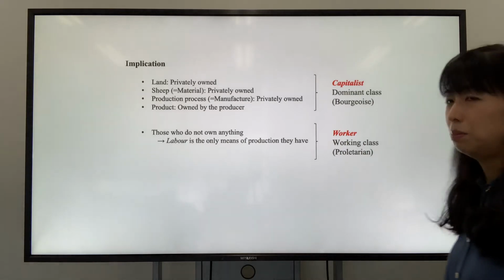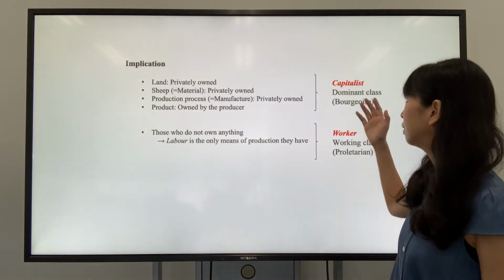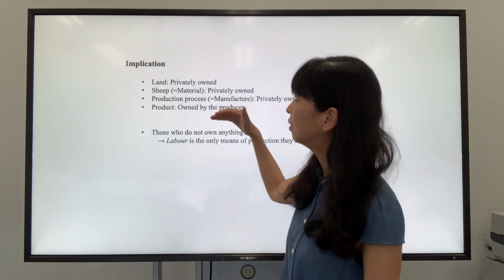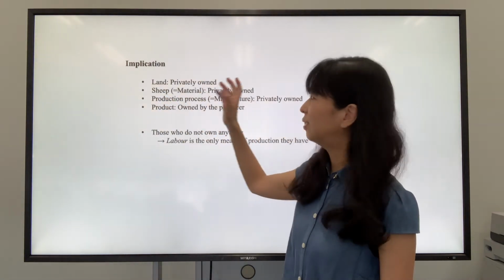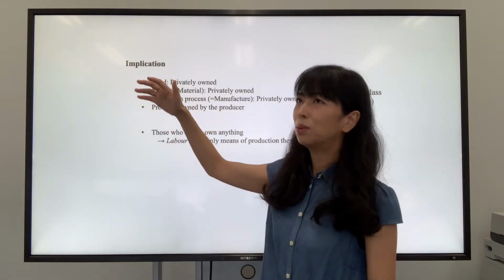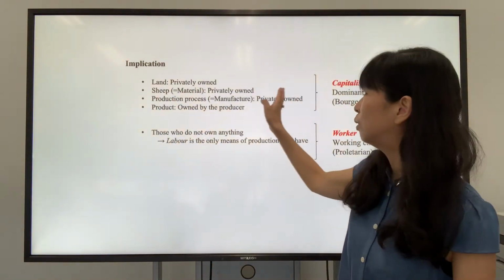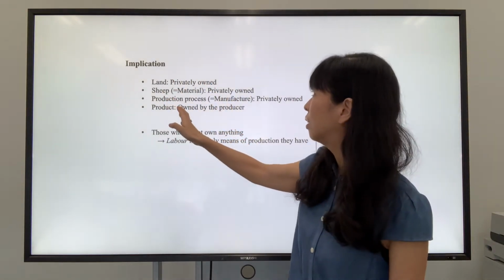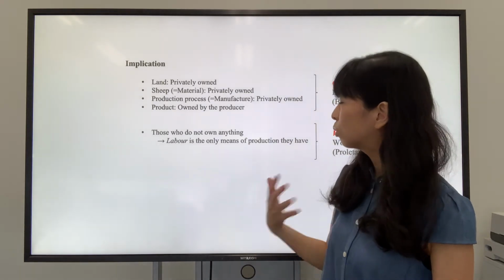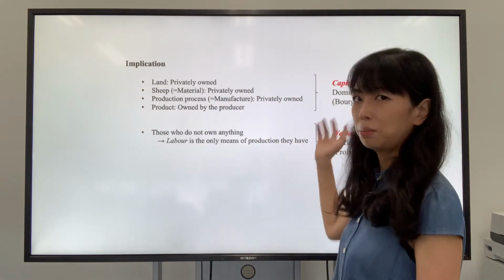To summarize the implication behind this: for the capitalist or the dominant class, the characteristic is that in terms of land, they privately own the land, and in terms of the material, in the example of the sheep that I have mentioned, the material comes from the sheep, and the capitalist will be owning these sheep. Therefore, the manufacturing process, which is the process of production, is also privately owned. And the product, of course, will be owned by the producer, which is the capitalist.